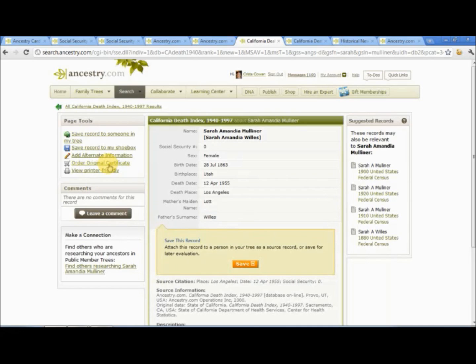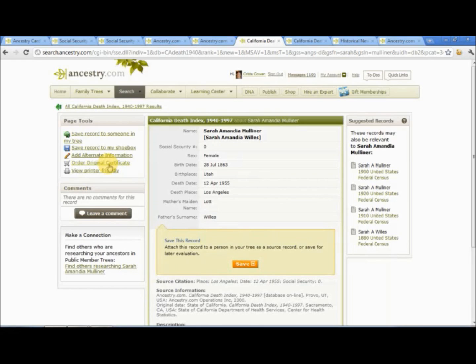And possibly get information about her burial, where she was buried, information about who she was married to if I didn't already know that. I could see who the informant was on her death certificate. Now, who the informant was might not seem like a big deal, but sometimes that informant is a married daughter. And if you didn't know who the daughter married, now you have the daughter's married last name.